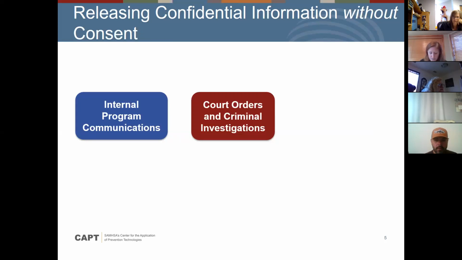So, internal program circumstances. Confidential information can be shared with colleagues within a prevention program. Let's say I was in diversion and I was questioning whether one of the young people should be in outpatient treatment. I could go to my supervisor and talk about that situation to see if this is the best class for them. The simple way to remember this internal program communication is that you can share information up or within, but not across programs.